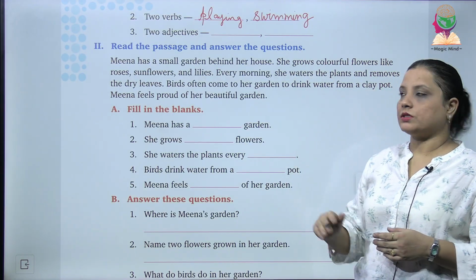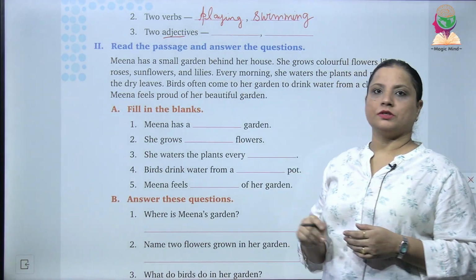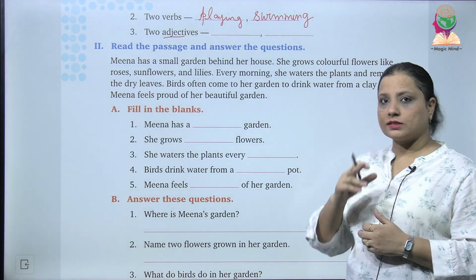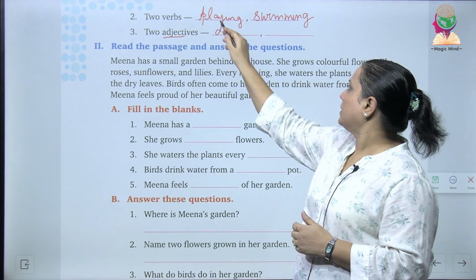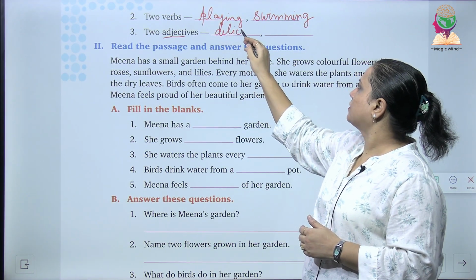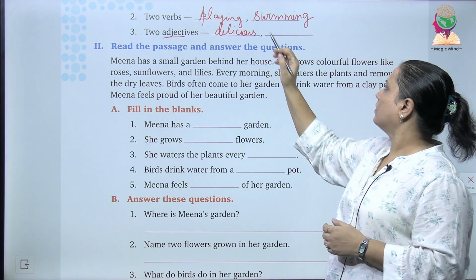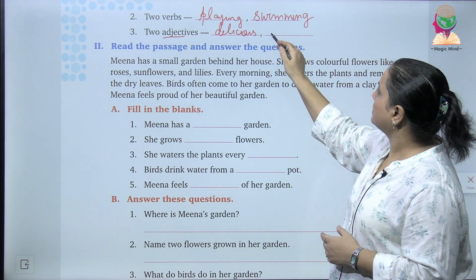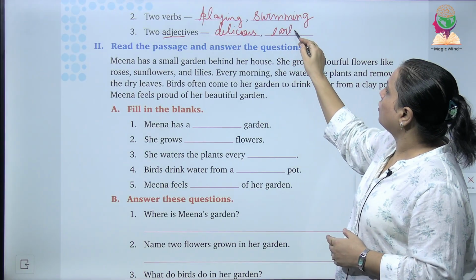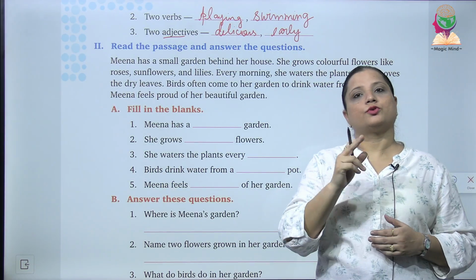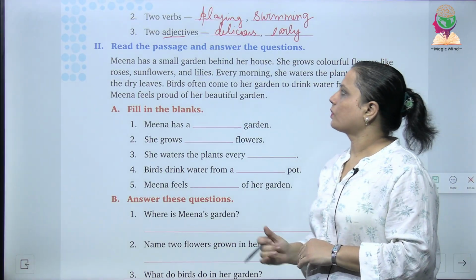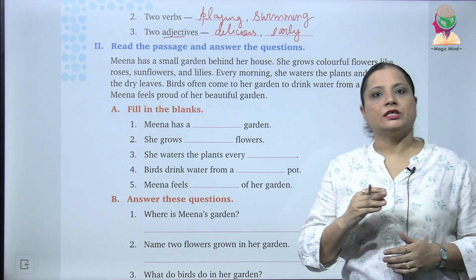Then the third question states, we have to write any two adjectives from the given passage. Now the first adjective which I am going to write is delicious. How was the food? It was delicious. And then I am again writing another word, that is early. How did the boy used to get up? He used to get up early. So early is an adjective. So this was it with the first passage.